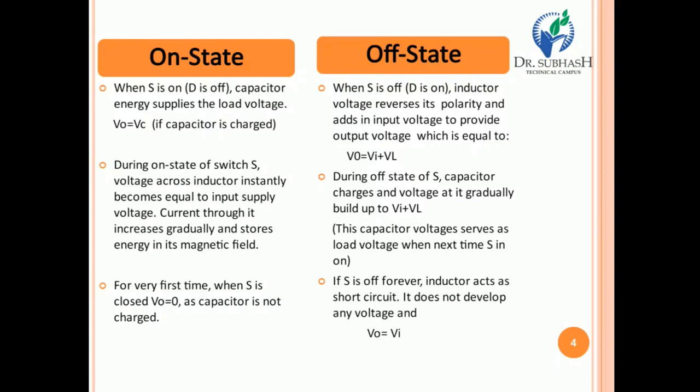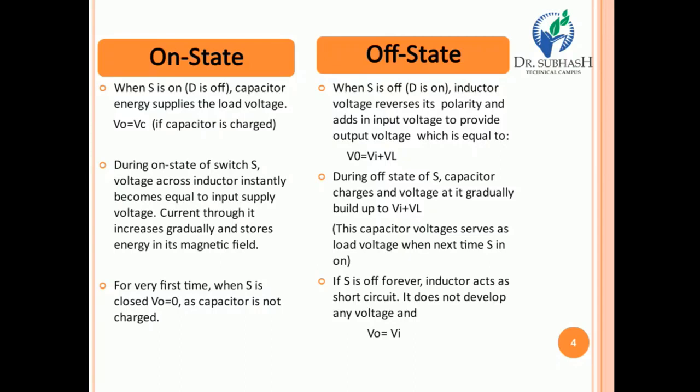During the off state of S, the capacitor charges and the voltage gradually builds up to Vi plus VL, right, dear my friends? So in the off state, if S is off forever, the inductor acts as a short circuit. It does not develop any voltage, so the output voltage Vout is equal to Vi. If the inductor can generate voltage, then the output voltage is Vout equal to Vi plus VL in the off state.